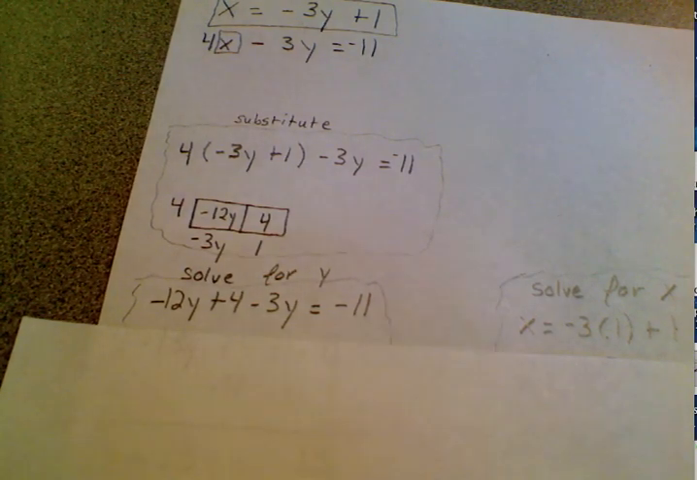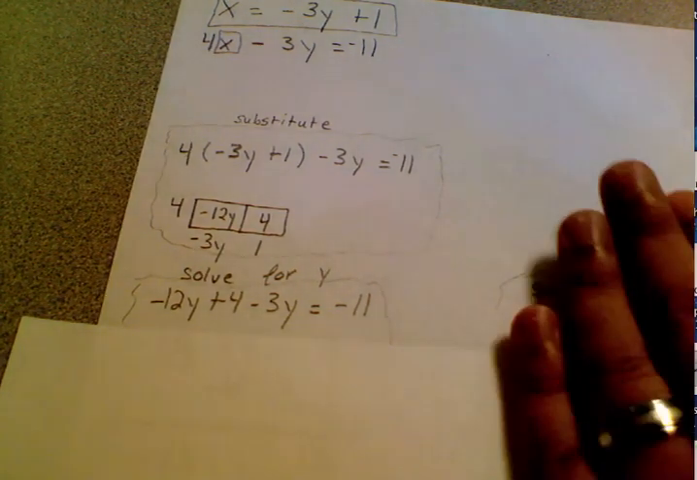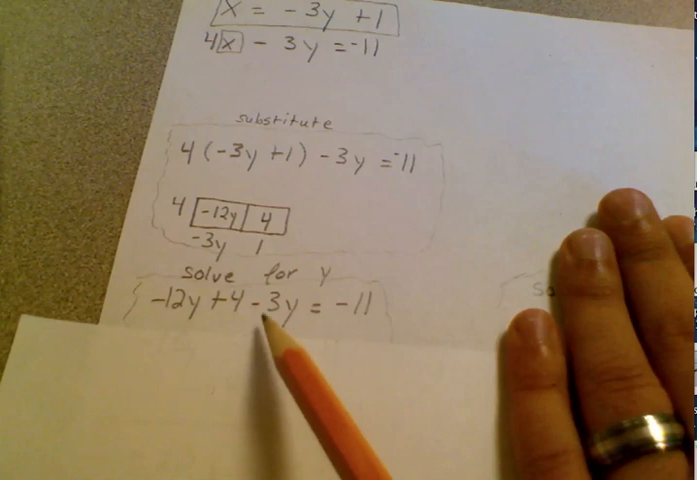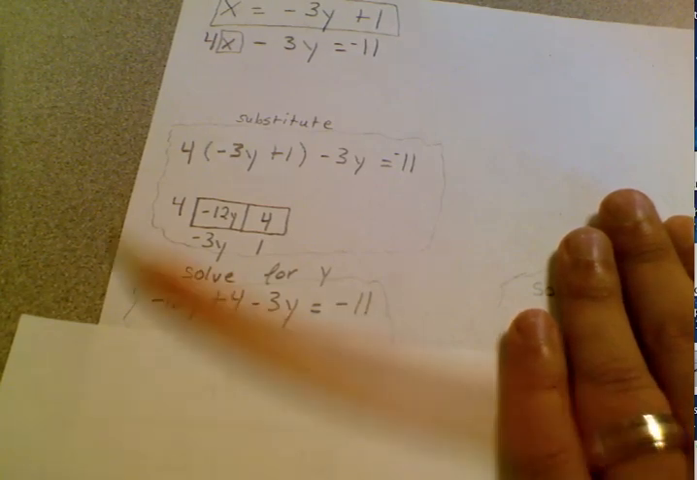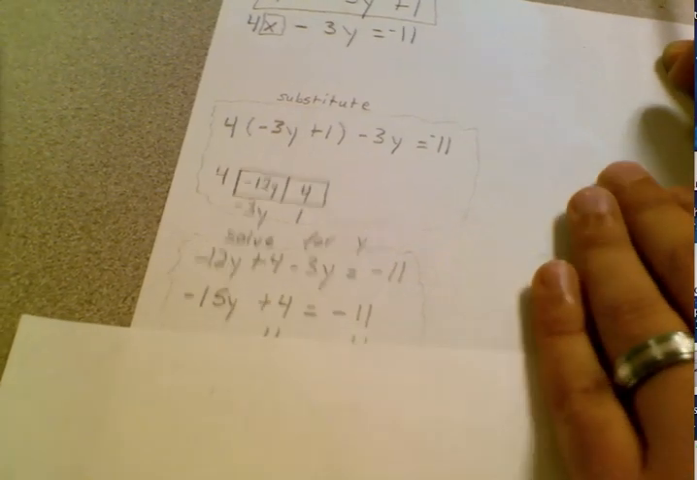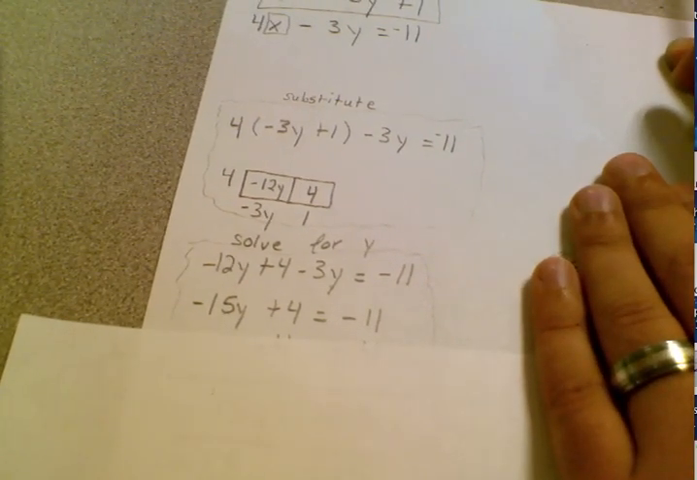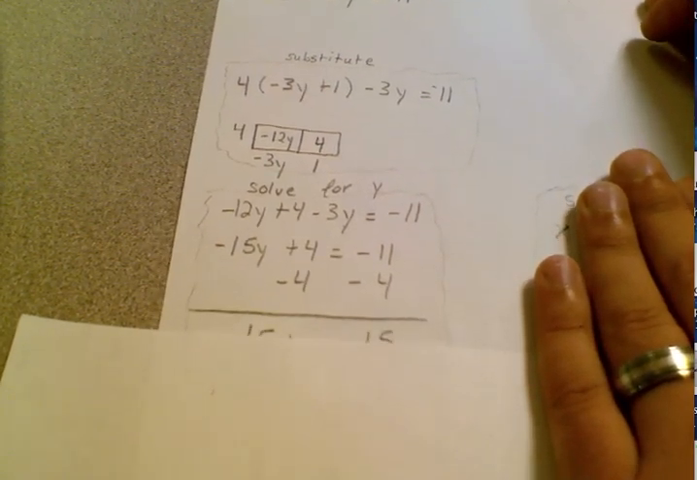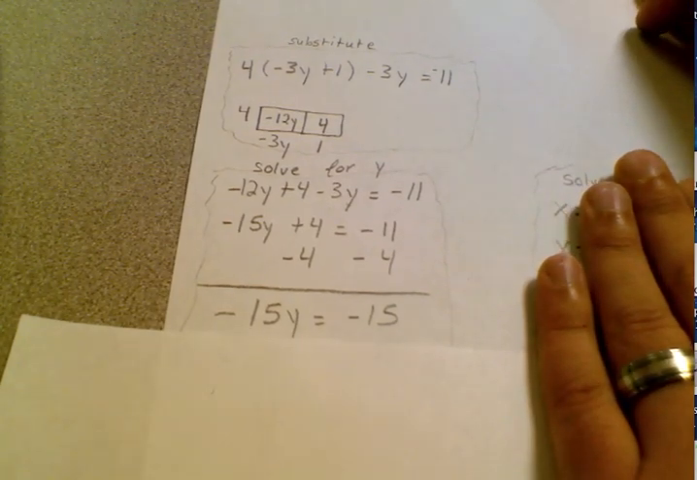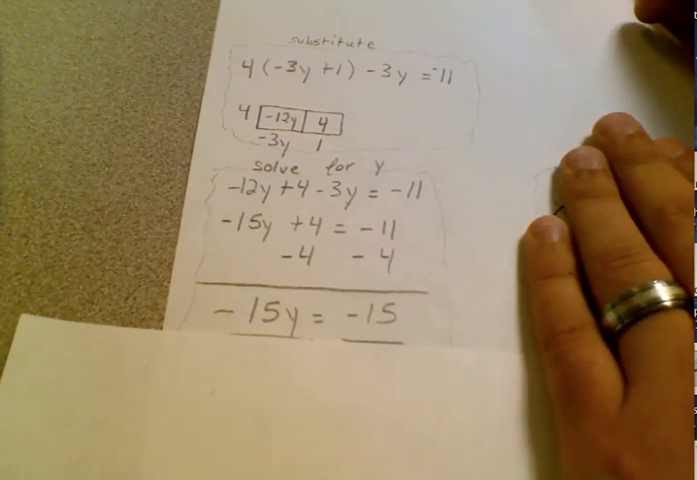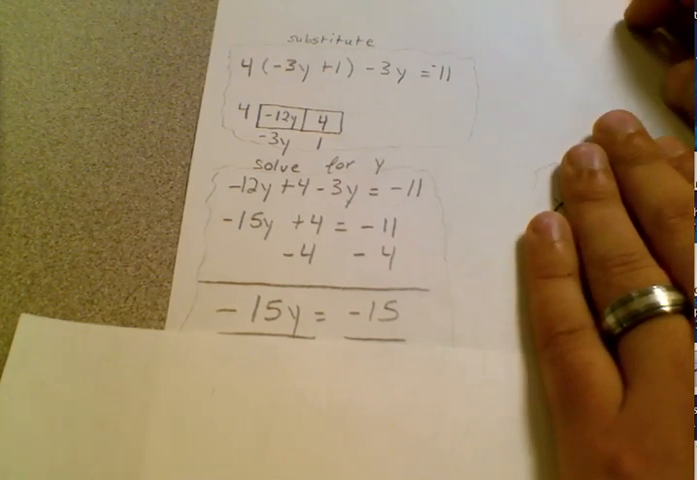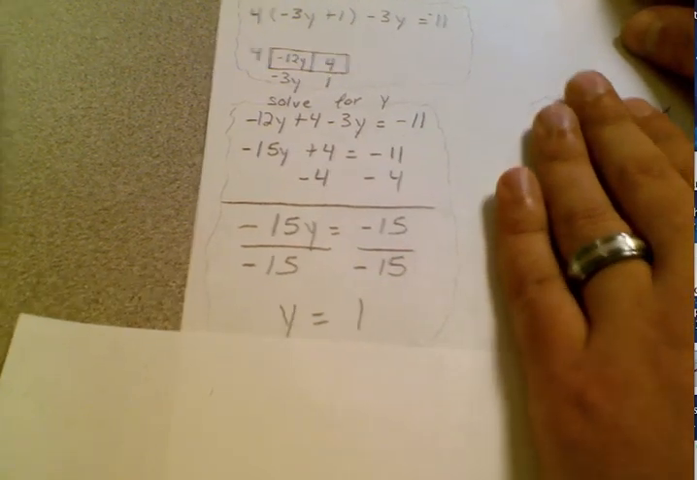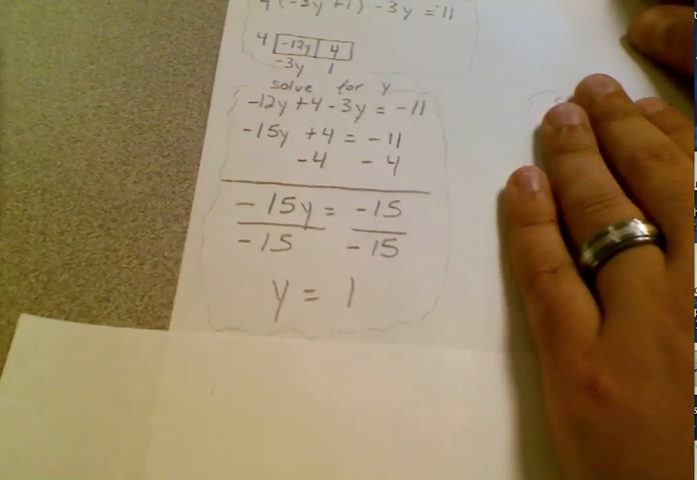And when I solve for y, I see that I can write it like so. Negative 12y plus 4, I'm rewriting this without parentheses now, minus 3y equals negative 11. I'm going to go ahead and combine like terms here. And so now I see that we have negative 15y plus 4 equals negative 11. I'm going to subtract 4 on both sides, and now I have negative 15y equals negative 15. Again, I want to get y all alone on one side. So I'm going to divide by negative 15 on both sides to get y alone. And I see now that y equals 1. All right?